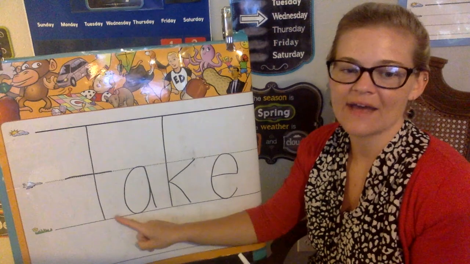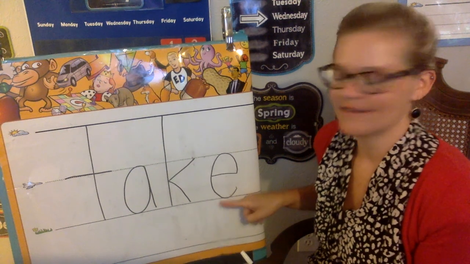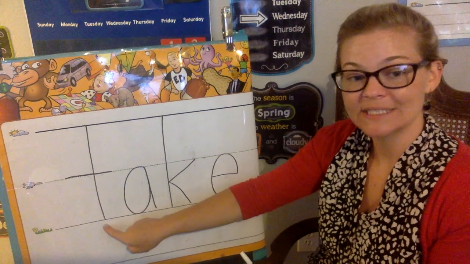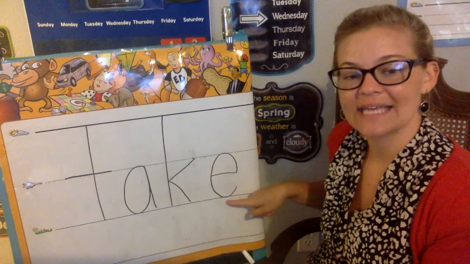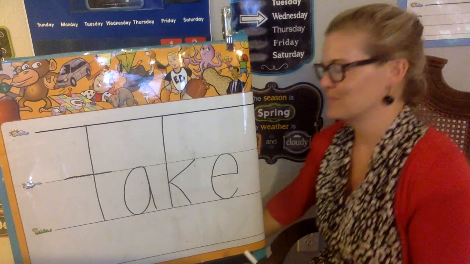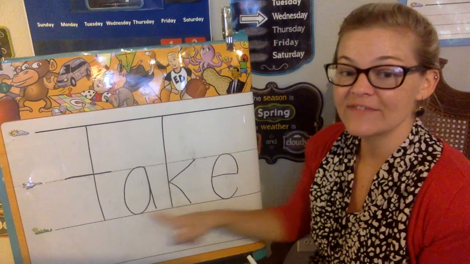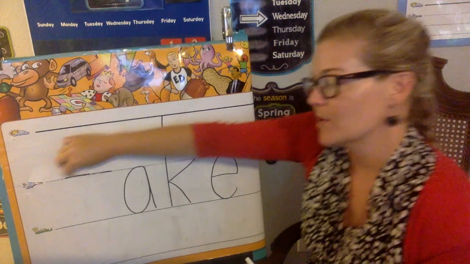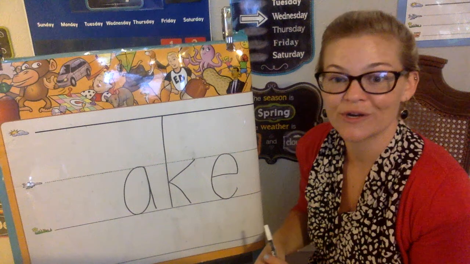All right, so we have T-A-K-E. We know A-K-E makes an ache sound. We know T makes a ta sound. So ta-ache, take. Like, you can always pause the video and take your time. Okay, let's erase the T, but leave the A-K-E. We're going to erase the T, and we're going to put a new letter at the beginning of the word, and that'll change the word.